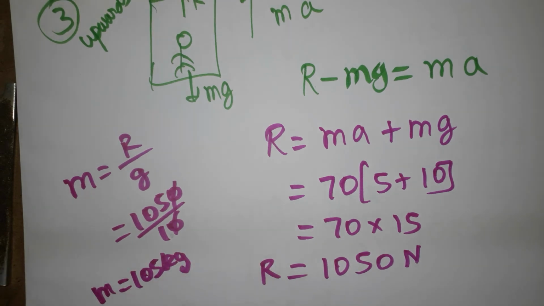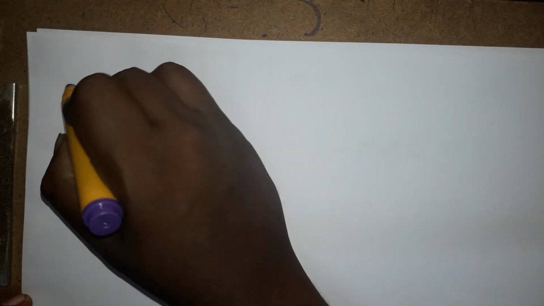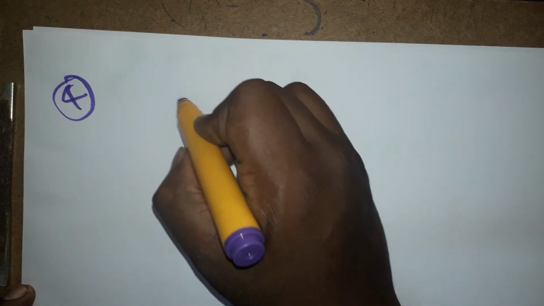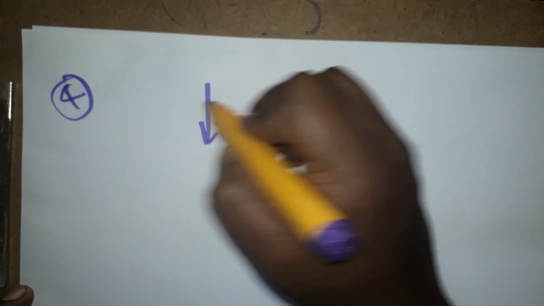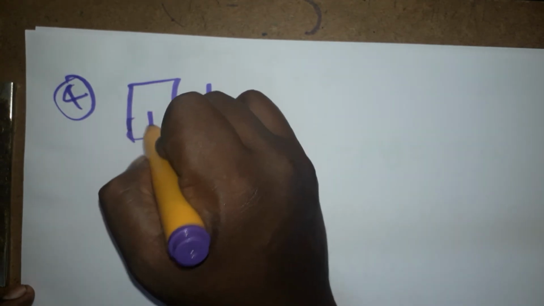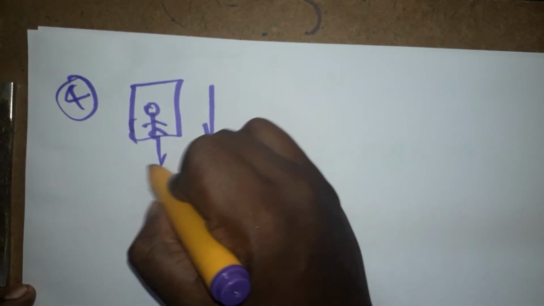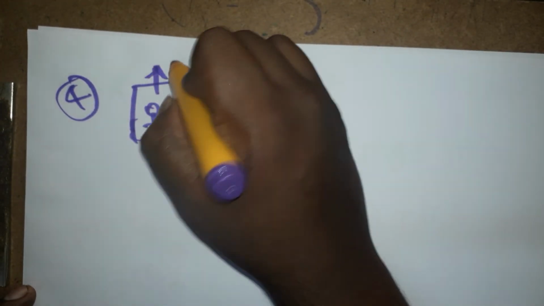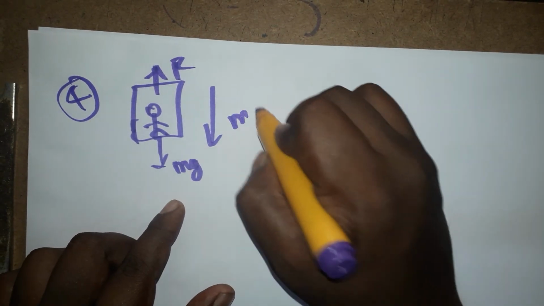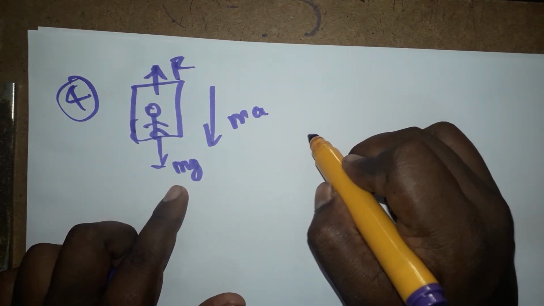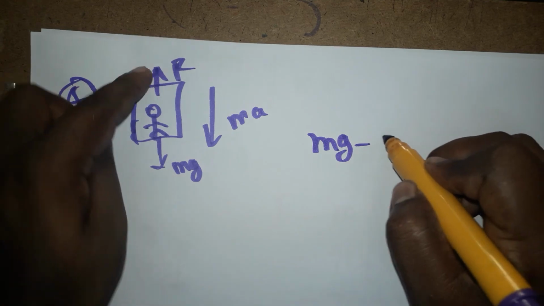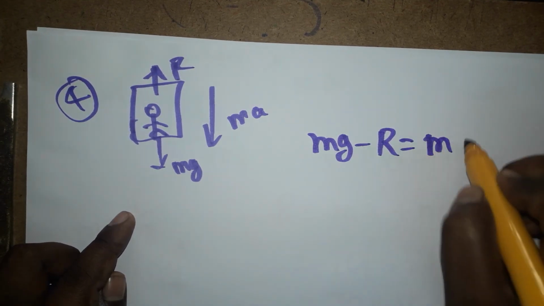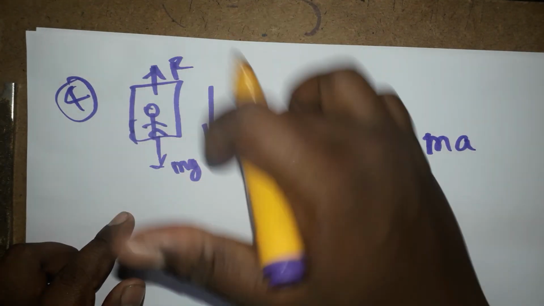Now the fourth question, the lift has failed. So what will happen? We'll see the fourth case, lift failure. Lift failure means it's coming down. The person is standing here. mg will be downwards, R will be upwards. So I can write downwards minus upwards is equal to m times a, resultant. This minus this is equal to this.